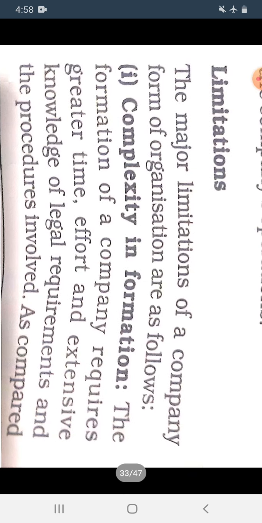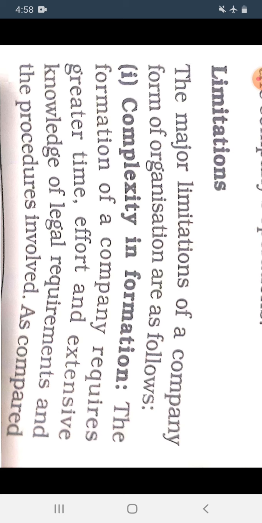Okay, for all the features and merits, there are several limitations of the joint stock company also. The first one is complexity in formation. Okay, the formation of a company requires greater time, effort, and extensive knowledge of the legal requirements and procedures involved.